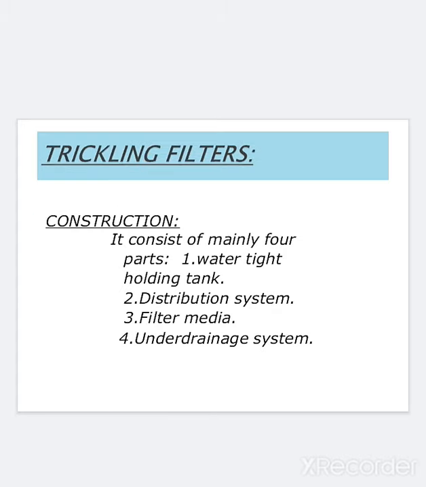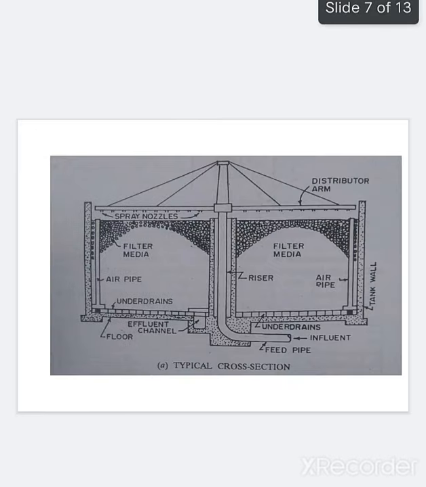A trickling filter consists of mainly four parts: watertight holding tank, distribution system, filter media, and the underdrainage system. This is the entire section. Whenever you come across the word trickling filter, remember this diagram. Here we can see there will be a distributor arm. The water gets collected from the inlet at the bottom. The feed pipe from the influent is supplied from bottom to top through a riser. So water moves upward through a riser.